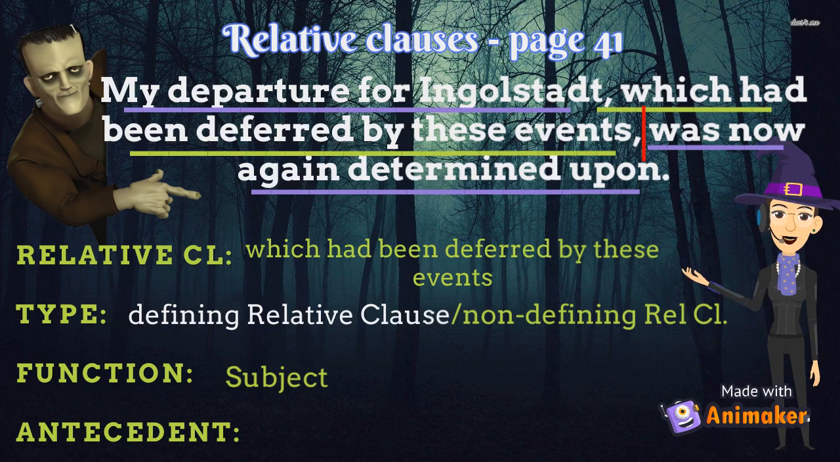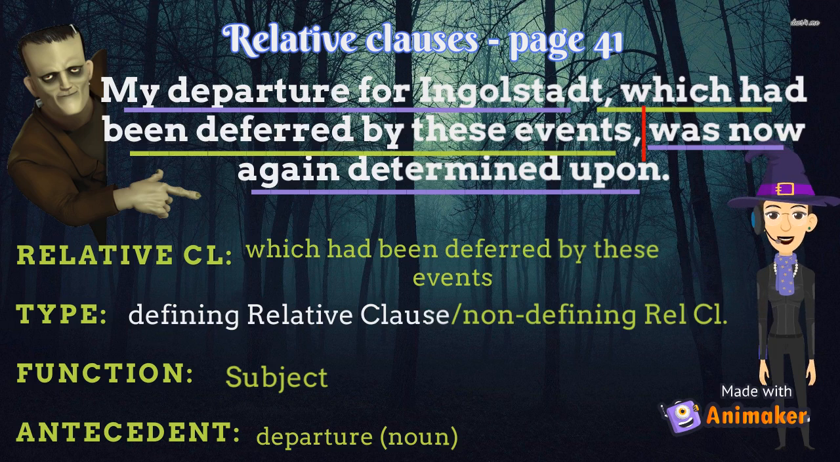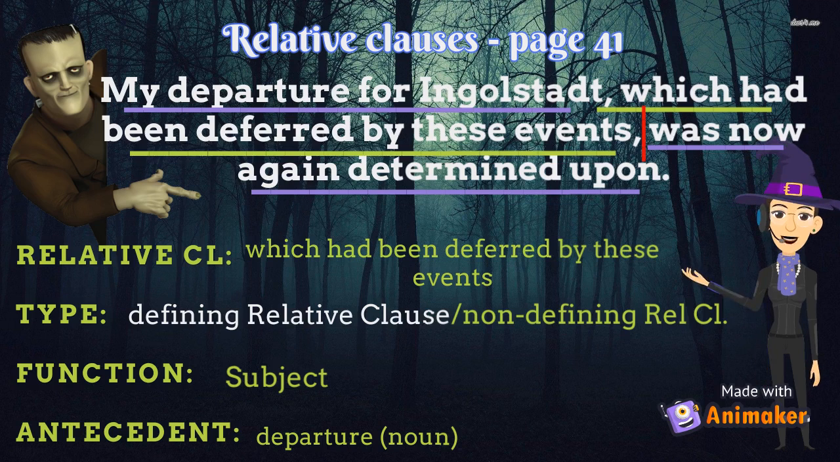Unlike the other exercises, the subordinator which is not immediately preceded by the antecedent. Here, the relative clause is giving extra information about the departure, not the place Ingolstadt, because the extra information would not have made any sense and the subordinator would have been a relative adverb.